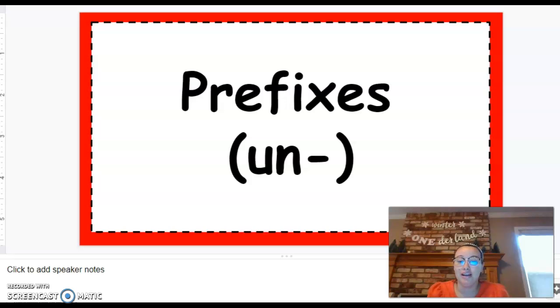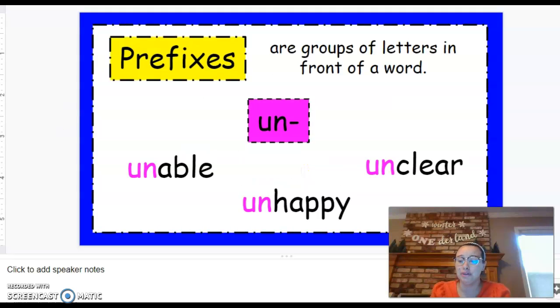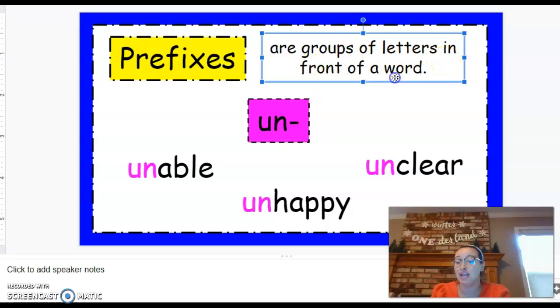This week we're working on another prefix. We're working on the sound un. Now, what is a prefix? Do you remember from last week? Remember that they are groups of letters that we put in front of a word that change its meaning. So here we've put unable, unhappy, unclear.